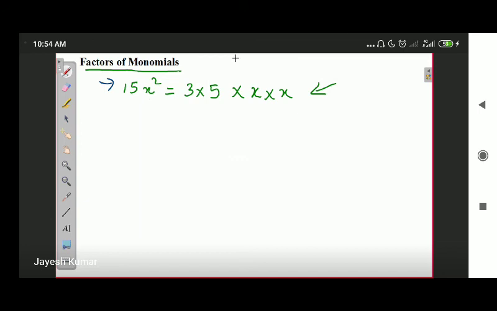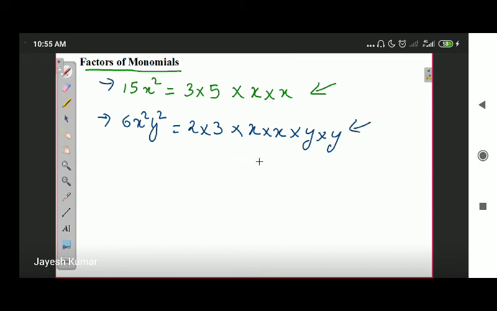Let us take one more example. This is 6x square y square. You know the prime factors of 6 are 2 and 3. After that, x square is x into x and y square is y into y. So this is the factorization of 6x square y square. Okay, let us take more examples.